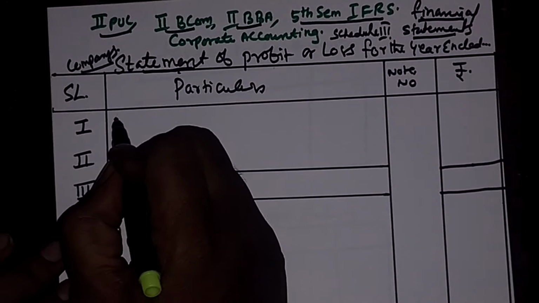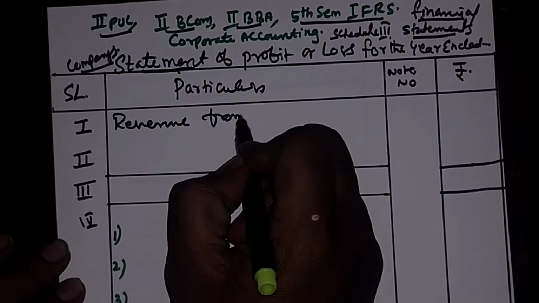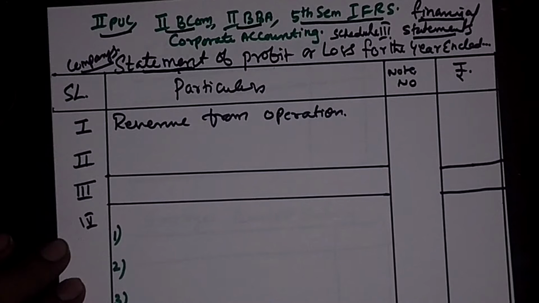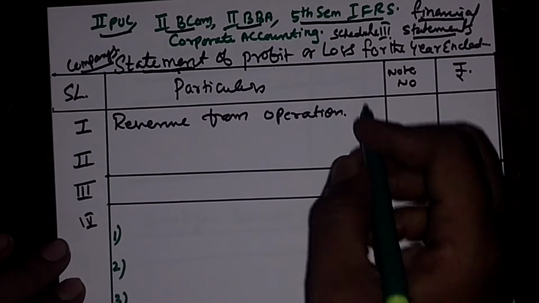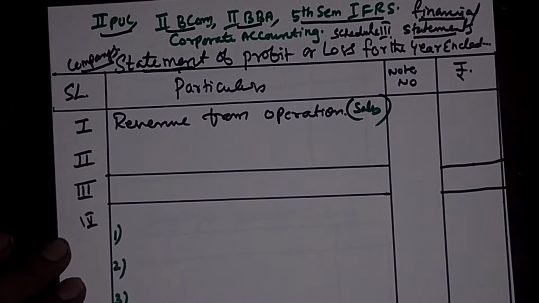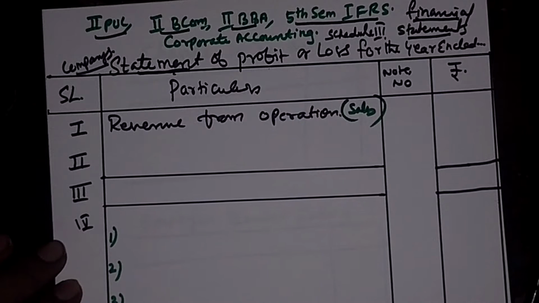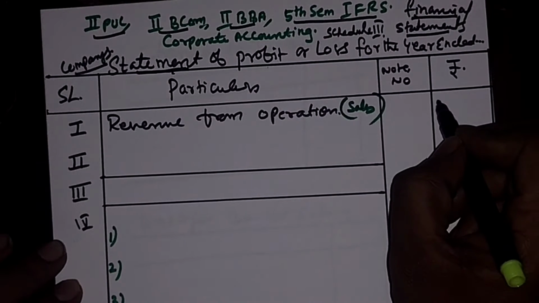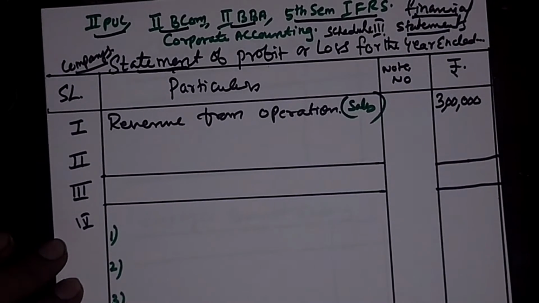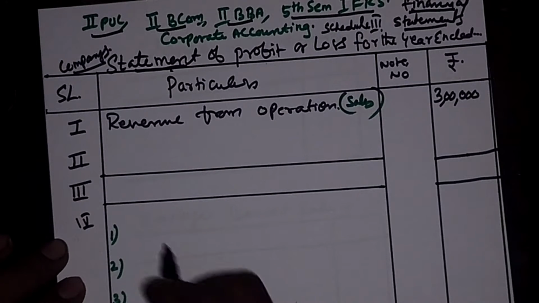The very first one is serial number 1, revenue from operation. For your understanding purpose, this revenue from operation is the sales. And to make this problem very easy, I'll try to write the amounts on imaginary figures, and this explanation I'll give in the next page. And revenue from operation is over.